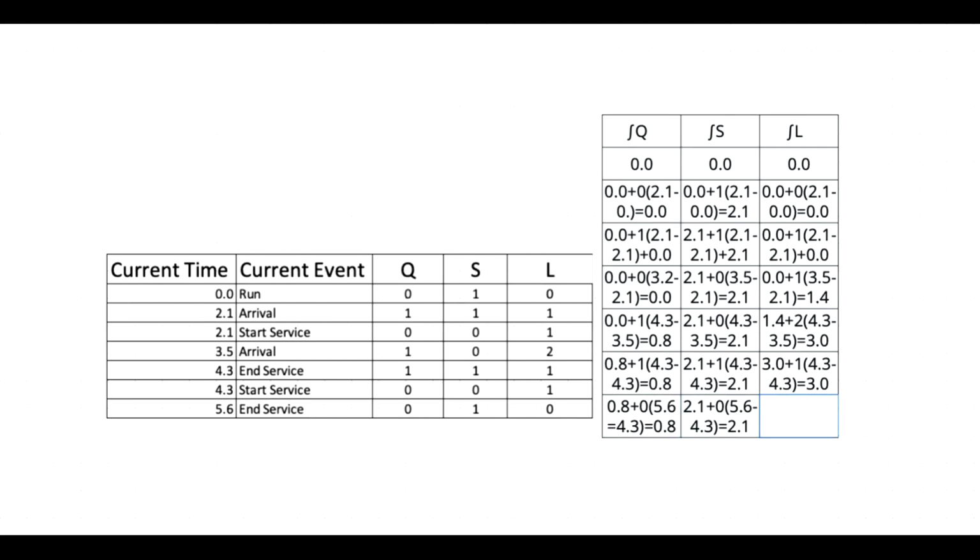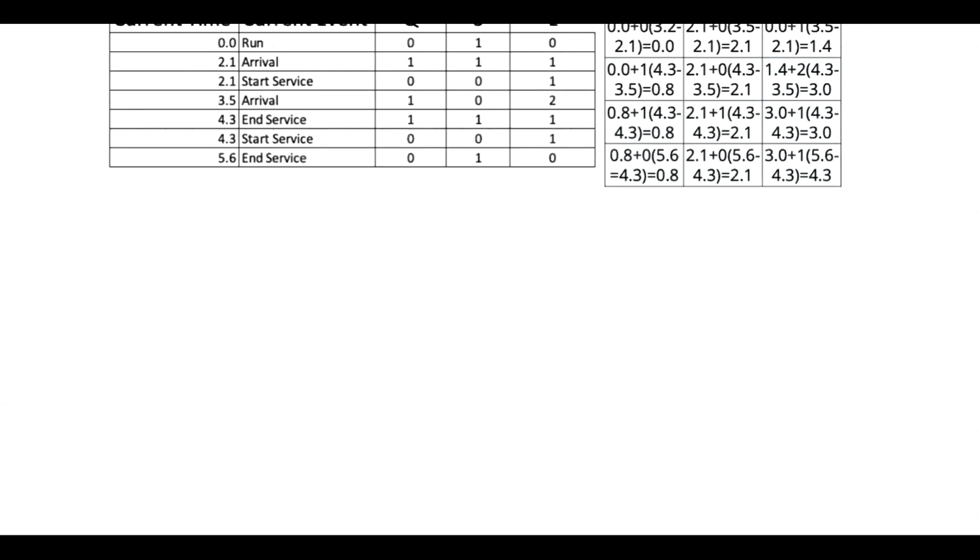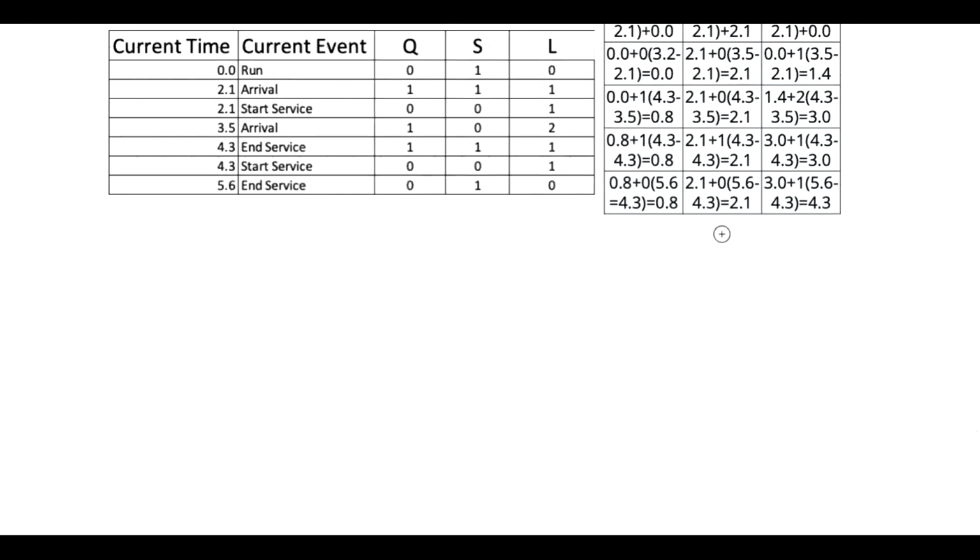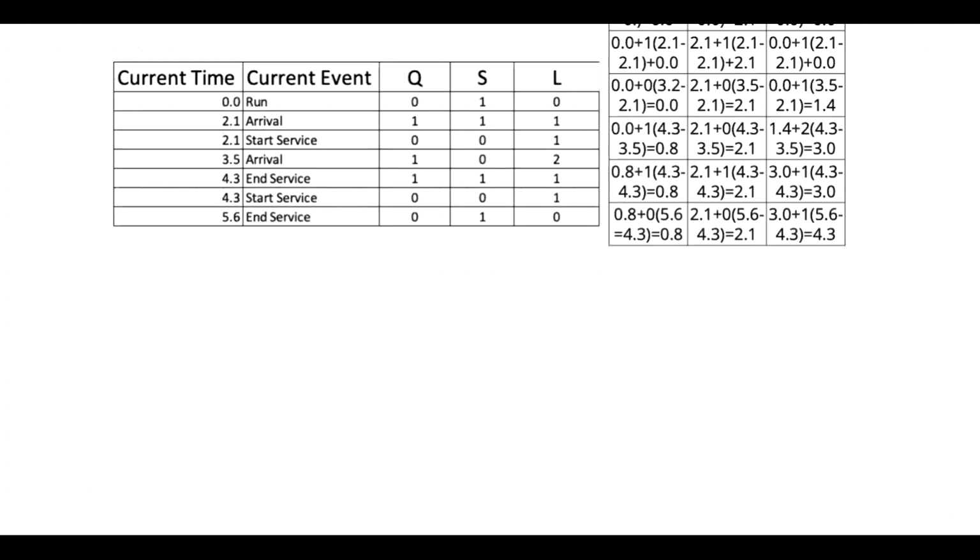Do I get 4.3 here? Okay, so finally, our area under the curve when we finished was 0.8 for the number in the queue, 2.1 for the number of available servers, and 4.3 for the number in the system. And so now we can actually compute our averages.